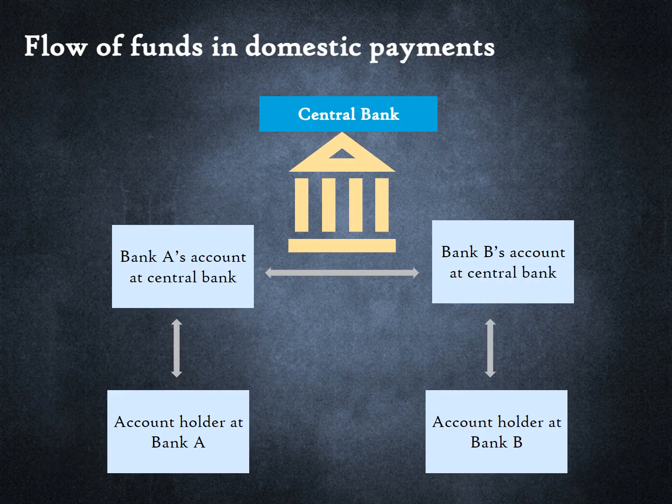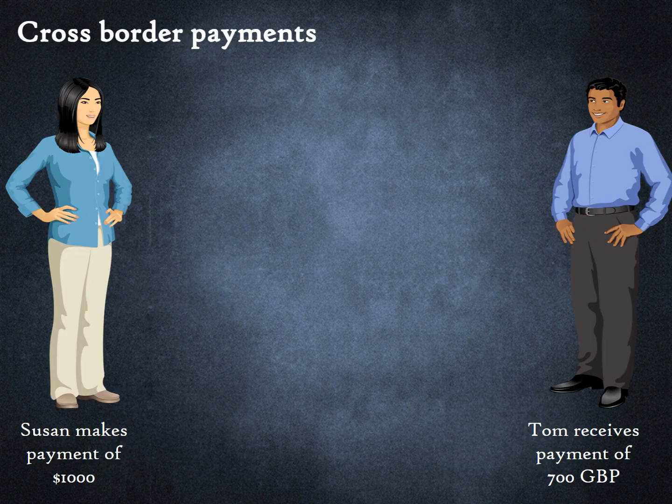We have already seen how the flow of funds occur. The central bank is responsible for transferring funds between banks, while the banks are responsible for crediting and debiting their account holders. But how does this occur when the sender and beneficiary are in different countries, and hence there is no one central bank? We are now ready to learn how cross-border payments occur.